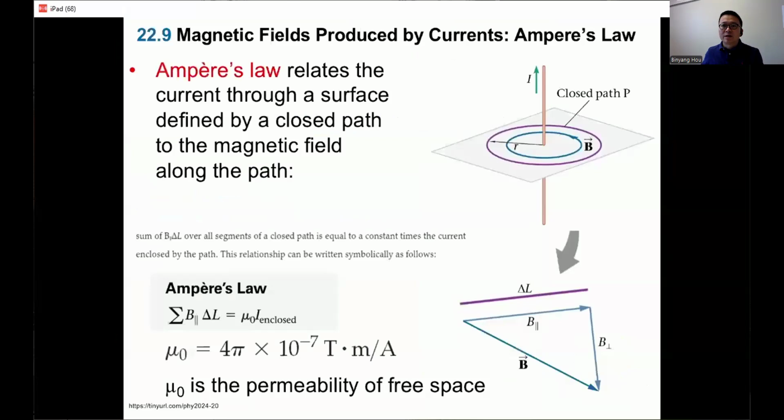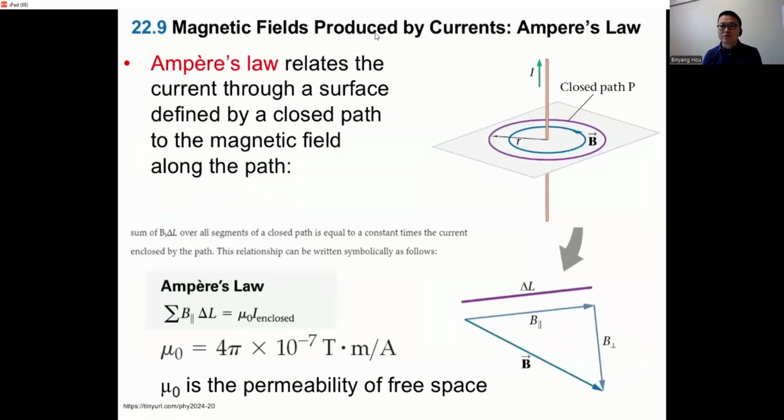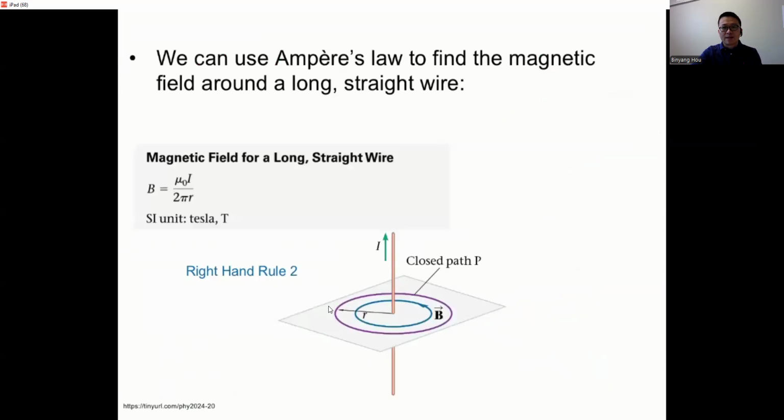So last time when we talked about Ampere's law, it is similar to Gauss's law, in that you can use Gauss's law to calculate the electric field. Now Ampere's law applies to the magnetic field. Ampere's law says that the magnetic field parallel to the path, for small segments of the path, summed over the whole closed path, should be equal to a constant mu naught times the current enclosed. This constant is the permeability of free space, which is equal to 4 pi times 10 to the minus 7 tesla meters per ampere.